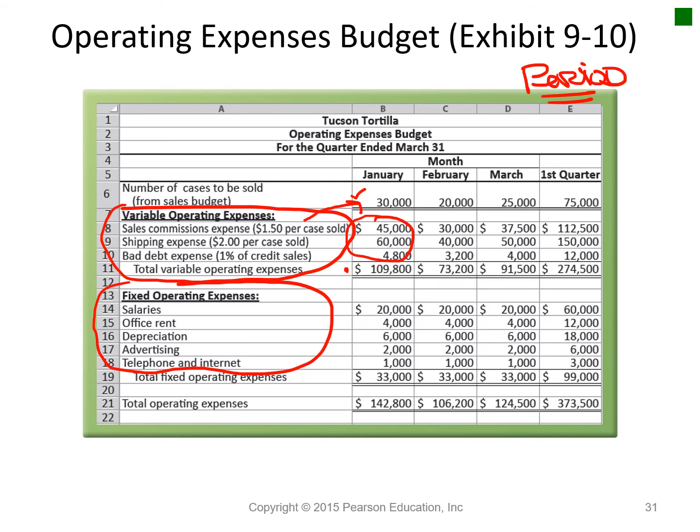And then for your fixed, all these fixed numbers, they're just going to tell you salaries, office rent, depreciation. They're just going to give them to you. You just have to add them together. You get total fixed. And then you're going to combine the variable and the fixed to get your total for each quarter or each month. And also you can do it for each quarter.